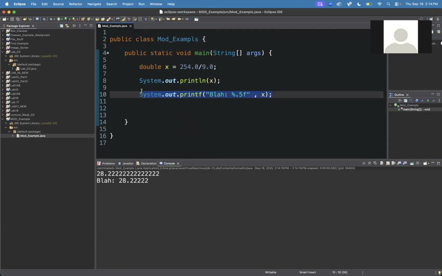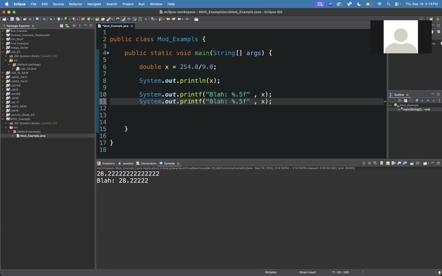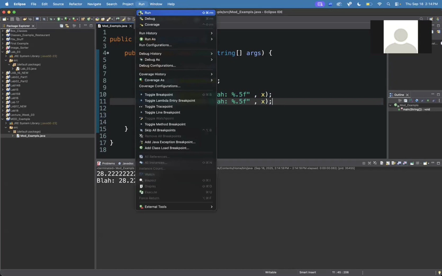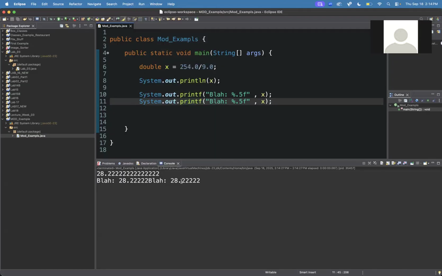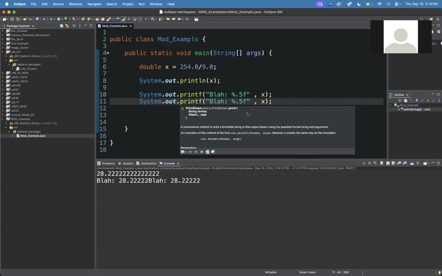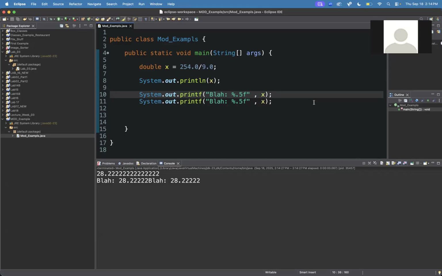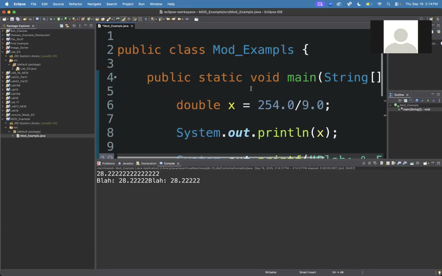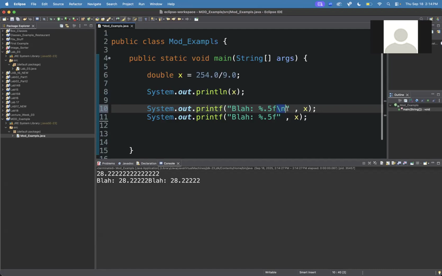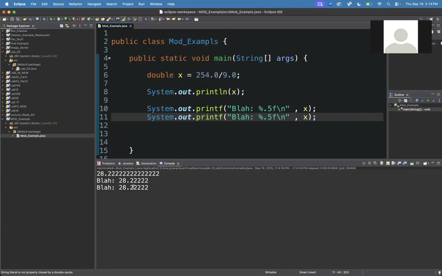Now, another issue with printf is that if I do 2 of them one after the other, for example, you'll notice that they come on the same line. And that's because you don't get a new line with printf by default. So you're generally going to want to put a new line at the end of them. So after the %.5f, you would do a backslash n. That backslash n is the new line. So if I did that on both of them, you'd see they come up on different lines now. So that's how we use printf.